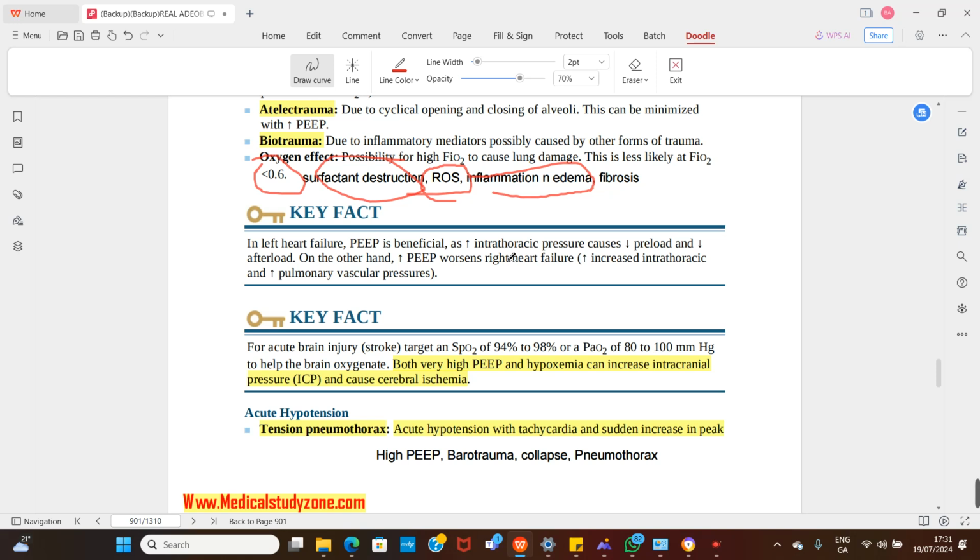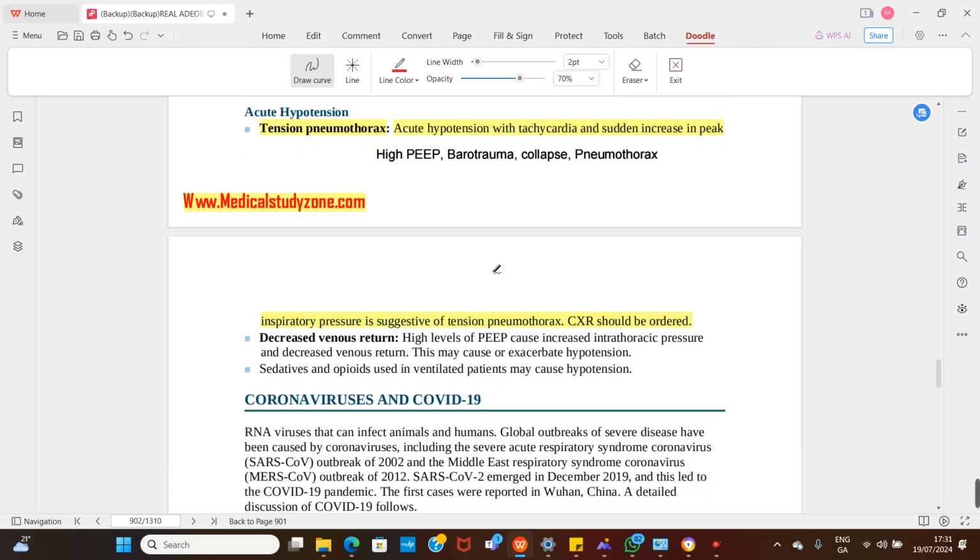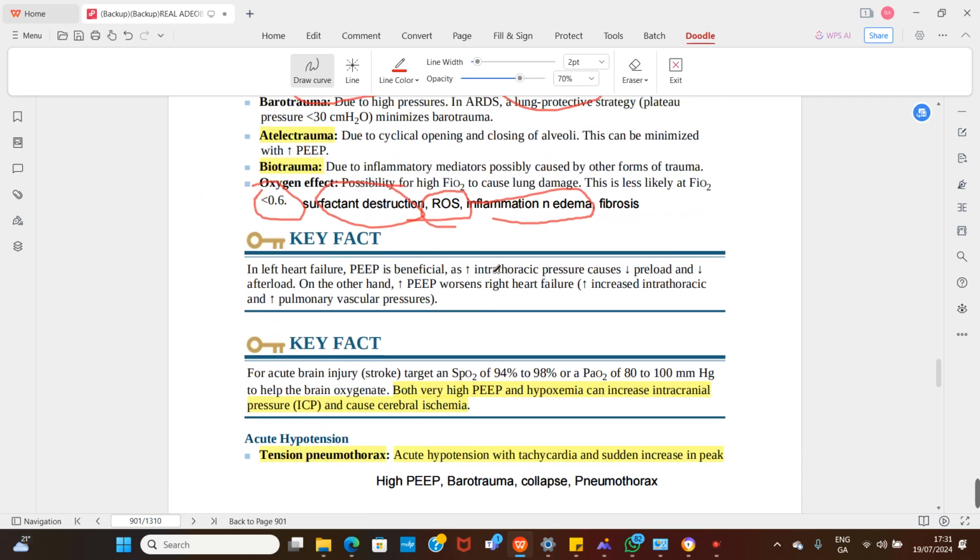So, PEEP is beneficial in left heart failure. PEEP is worse in right heart failure. Very, very easy stuff. So, in other words, PEEP reduces preload in left heart failure, and increases afterload in right heart failure. Correct. So that is why.